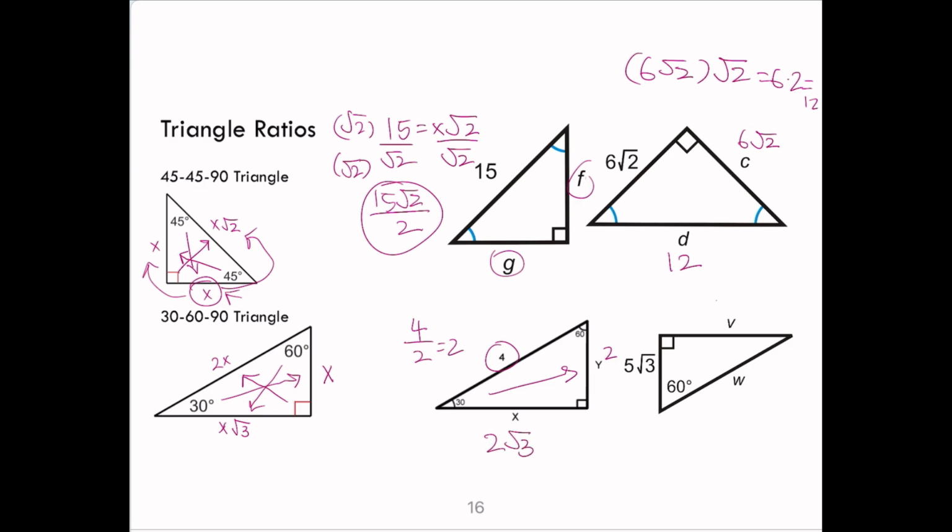And then for this one right here, this is 30 degrees. So this is actually our x value. And to find the hypotenuse, we just do 2 times 5 radical 3, which is equal to 10 radical 3. And to find V right here, we have to multiply by radical 3. So 5 radical 3 times radical 3 is equal to 5 times 3, which is 15.